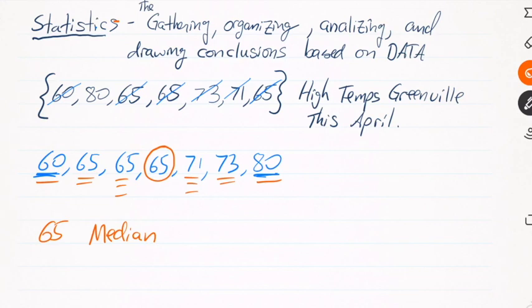So the 65 is called the median. Basically the middle of the data. It's kind of like a median of a highway. It's in between 2 lanes of a highway.